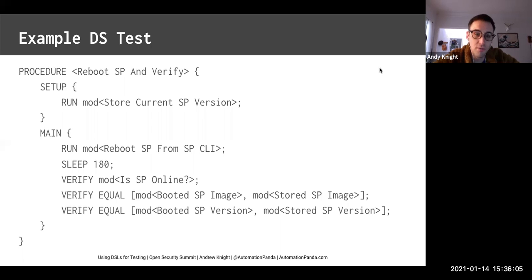DS handled all of that test automation concern: the setup, the running, the sleeping, performing assertions, yielding results, giving a report, right? And then all these Perl modules would handle the NetApp-specific interactions.